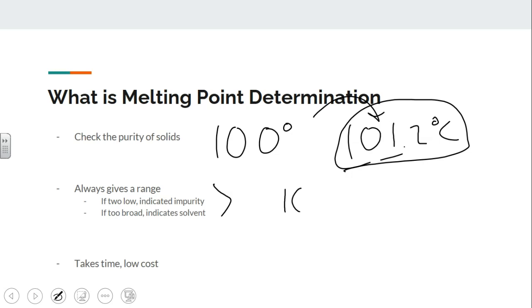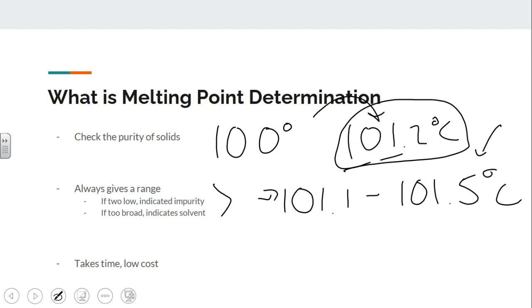So we will always give it as, let's say, 101.1 to 101.5 degrees C. So that will be the range. This is the temperature that it starts melting. This is the temperature that it's done melting. Okay, and that's actually a pretty straightforward process for you to do in the lab. When you look at a melting point apparatus, you can see it has a viewfinder similar to a microscope viewer, so you can see right in there and see the solid.